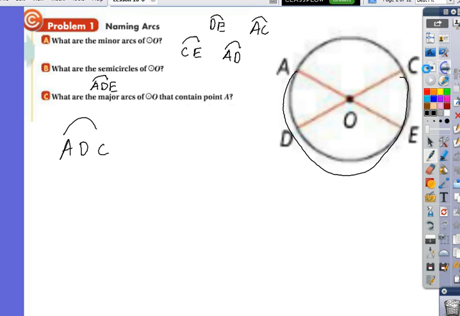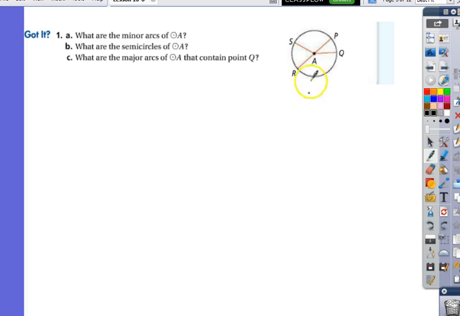All right, here's what I want you to do. Here's a figure. I want you to pick one minor arc and label it. I want you to pick a semicircle and label it. And I want you to pick a major arc and label it. Your major arc must contain point Q.